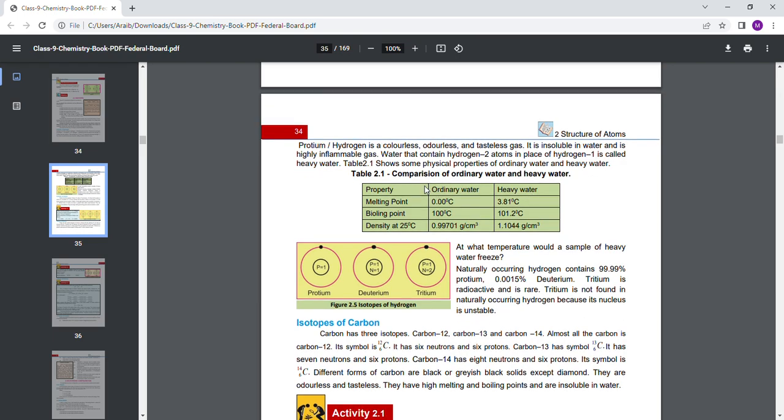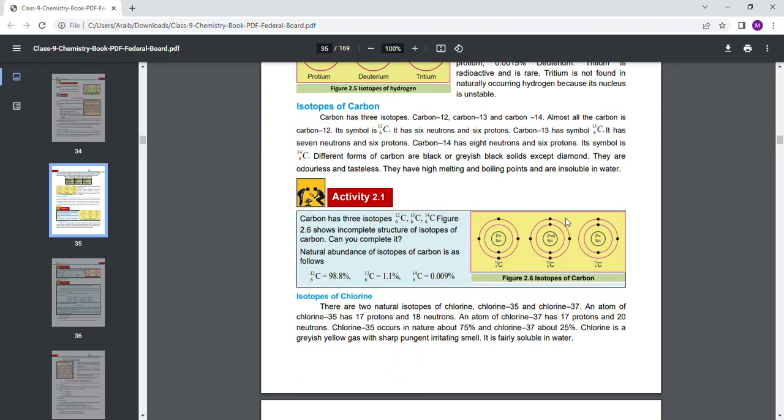So these are the differences between ordinary water and heavy water. Ordinary water: melting point is 0, boiling point is 100 Celsius, and density at 25 Celsius is 0.9701 g/cm³. Heavy water: melting point is 3.81 Celsius, boiling point is 101.2 Celsius, and density at 25 Celsius is 1.044 g/cm³.